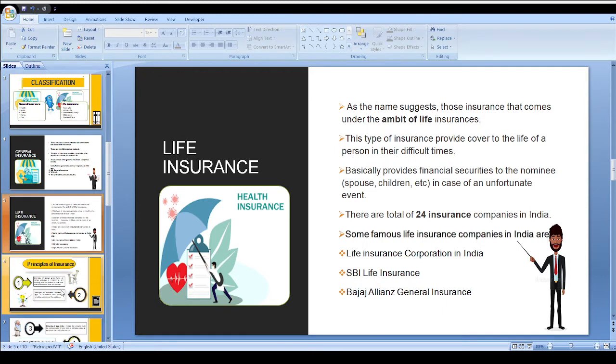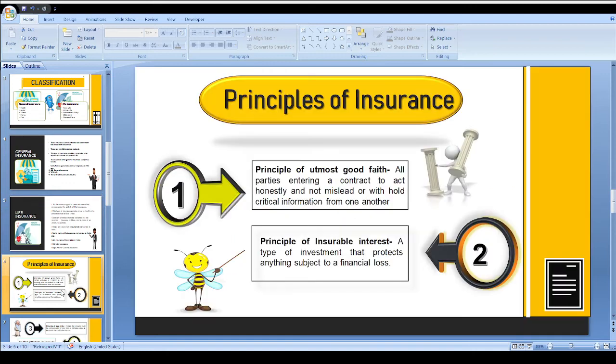Now we are talking about the types we have already discussed. Now we are going to talk about the principles of insurance. Basically, there are 7 principles of insurance. One by one we will discuss all of these. The very first principle is the principle of utmost good faith, which means how good faith is created between an individual and an insurance company.